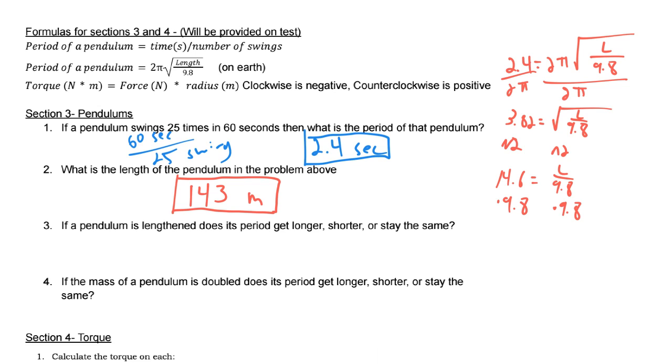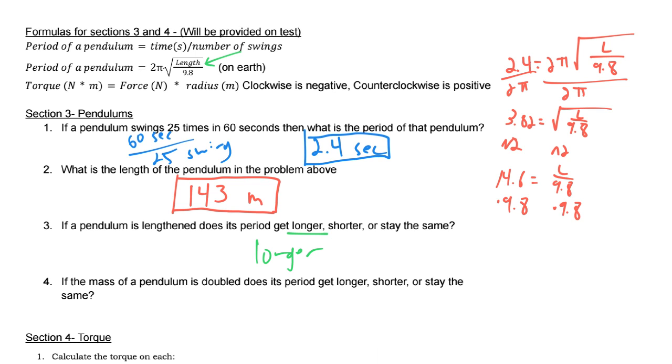All right, the next question is just a conceptual one. If the pendulum is lengthened, does the period get longer, shorter, or stay the same? It gets longer based off of this formula up here, which includes length. It's on the top of the fraction, so it's going to make the period longer. Let's just write out longer.